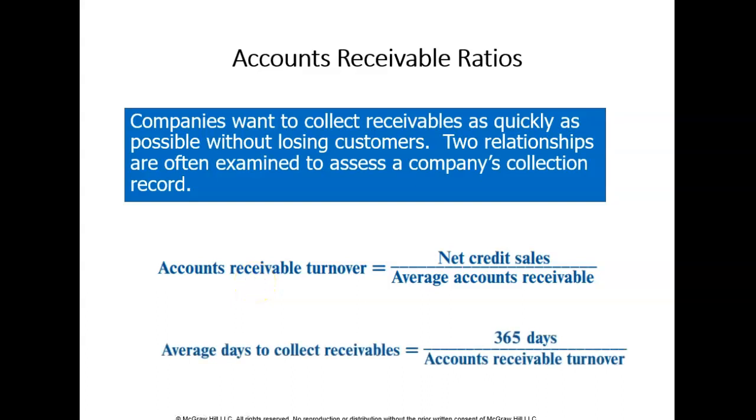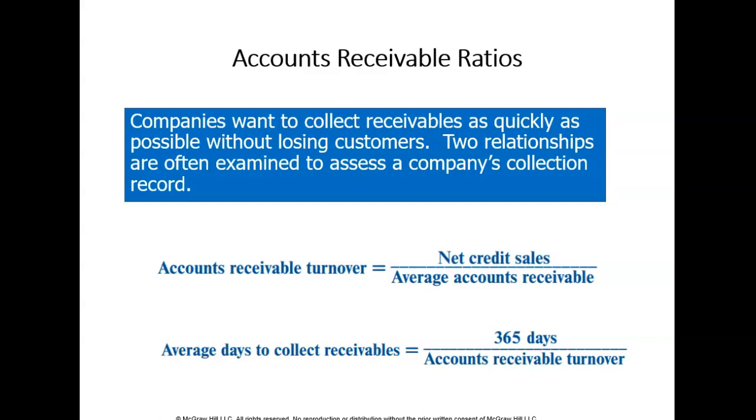That ratio goes along with another ratio called the average days to collect receivables, which you take 365 days and divide by the accounts receivable turnover. So the turnover really says how many collection periods there are within a year. I can tell you the more collection periods you have, the quicker you're going to collect on your receivables.